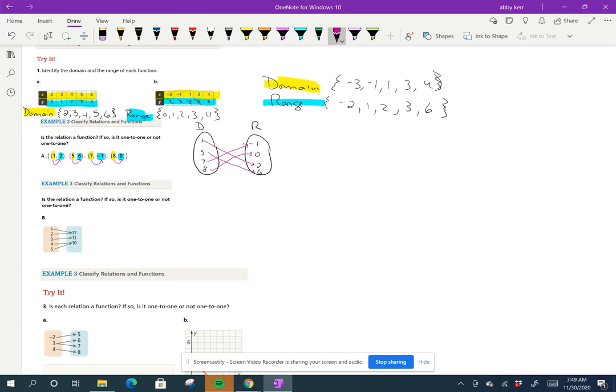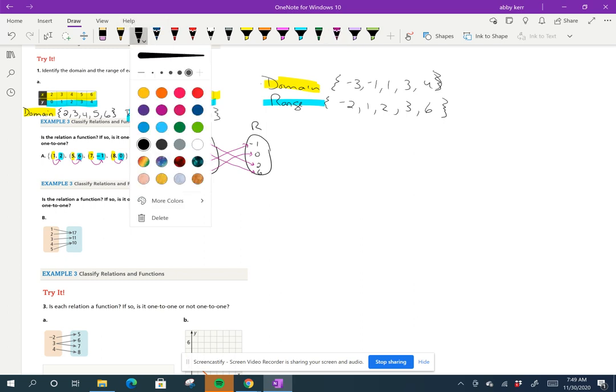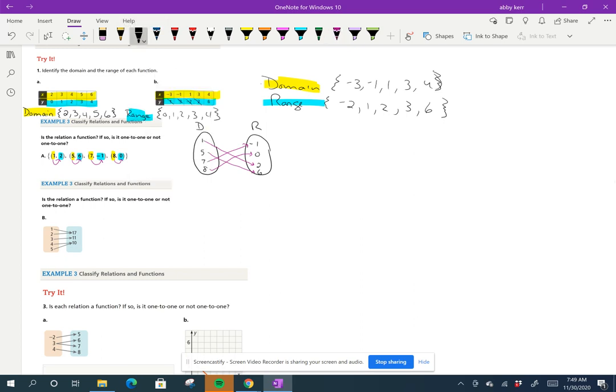So, how to tell if it's a function or not? Let's do this. You always want to cover up the range to decide if it's a function or not. So I'm just going to cover up the range real quick. And look, 1 has only 1 arrow leaving it. 5 only has 1 arrow leaving it. 7 only has 1 arrow leaving it. 8 only has 1 arrow leaving it. So since there's only 1 arrow, this is a function.